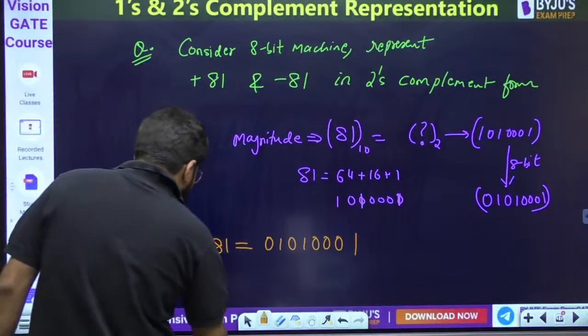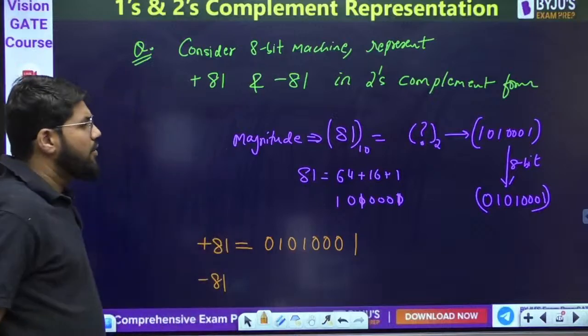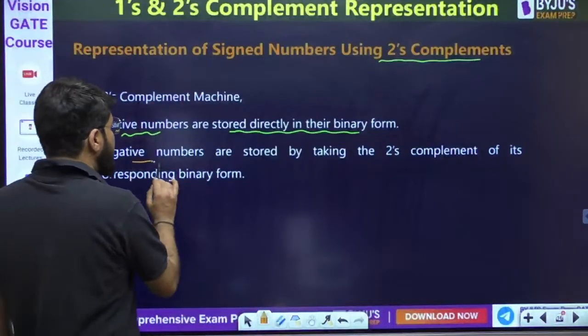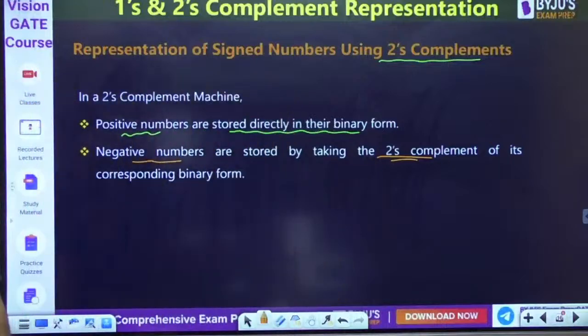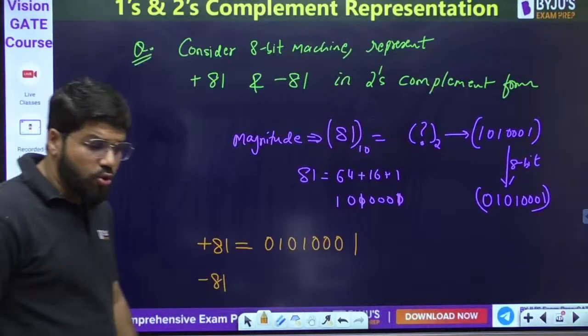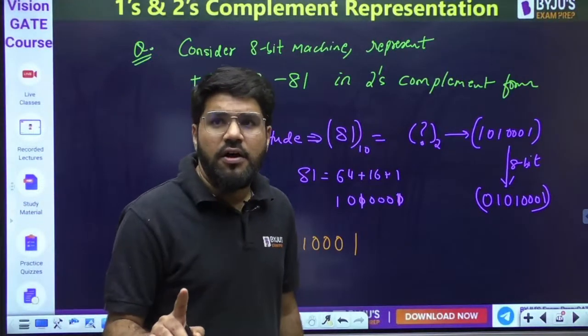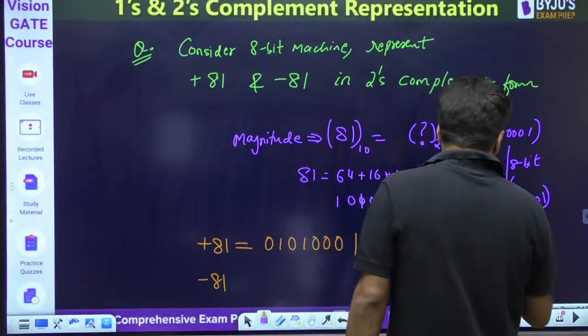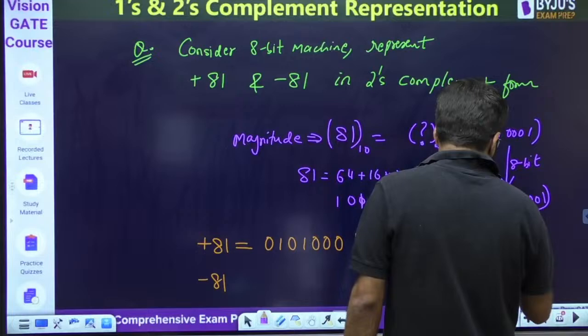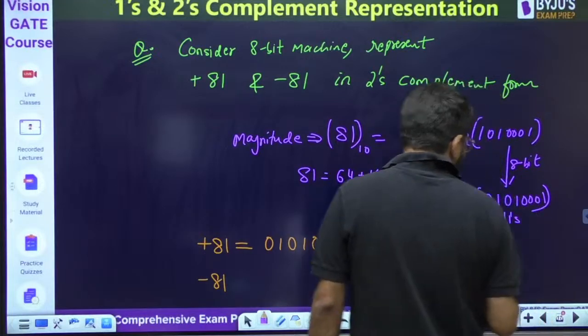But when they ask you minus 81, for negative numbers, you take the 2's complement of the binary form. Don't take any complement for the positive number. Now this is the 8-bit format. I need to first calculate the 1's complement and then the 2's complement.